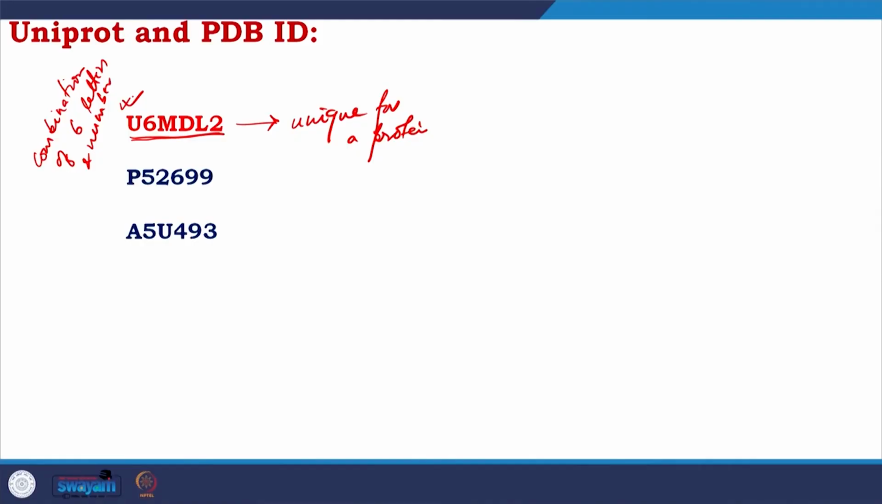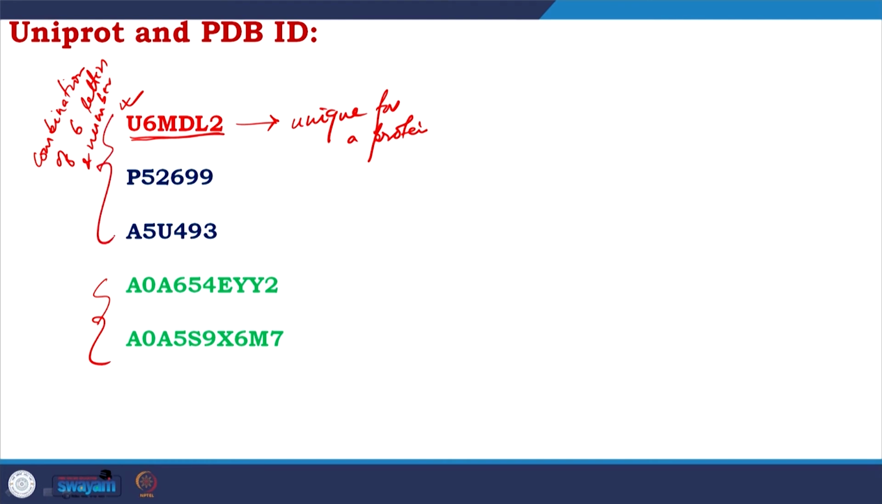Okay. So you will see there are other UniProt IDs. Here also you will see the combination of 6 letters and numbers, but sometimes there are exceptions. This is the general type of UniProt IDs, but there are exceptions where a combination of 10 letters and numbers are involved.